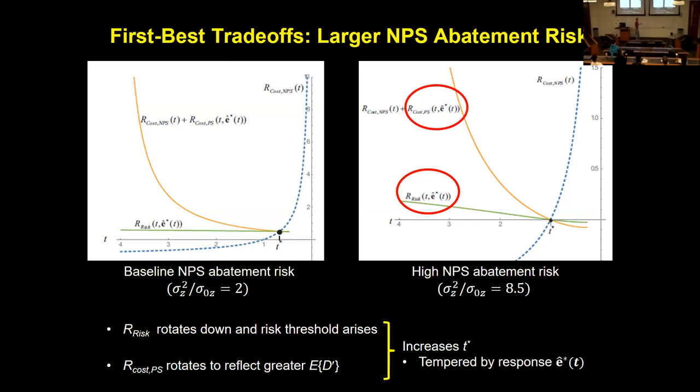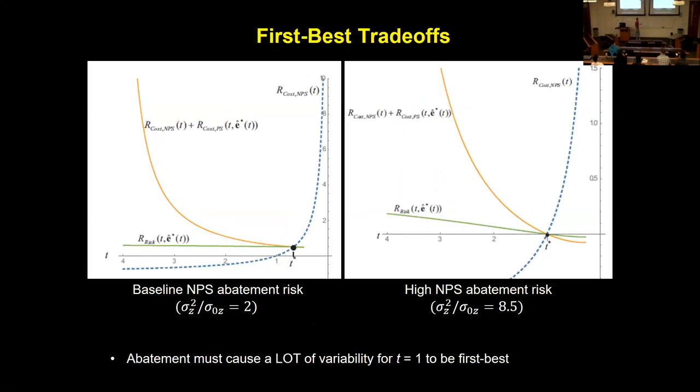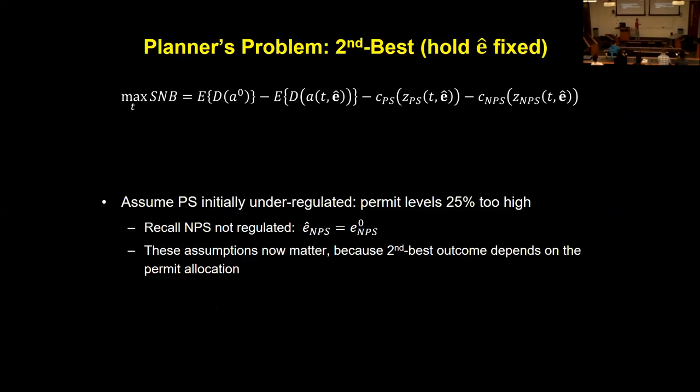Now, I've increased t star, and I want to mention this is tempered by the response e hat star of t. Remember, permits are responding. We're still looking at the first best case. I'm allowing my permit levels to respond as t changes. So even though we're measuring the partial effects in terms of the marginal impacts, there is still this response function embedded in these relationships, and that value changes, and it changes the slope of this curve. This is what I already said.